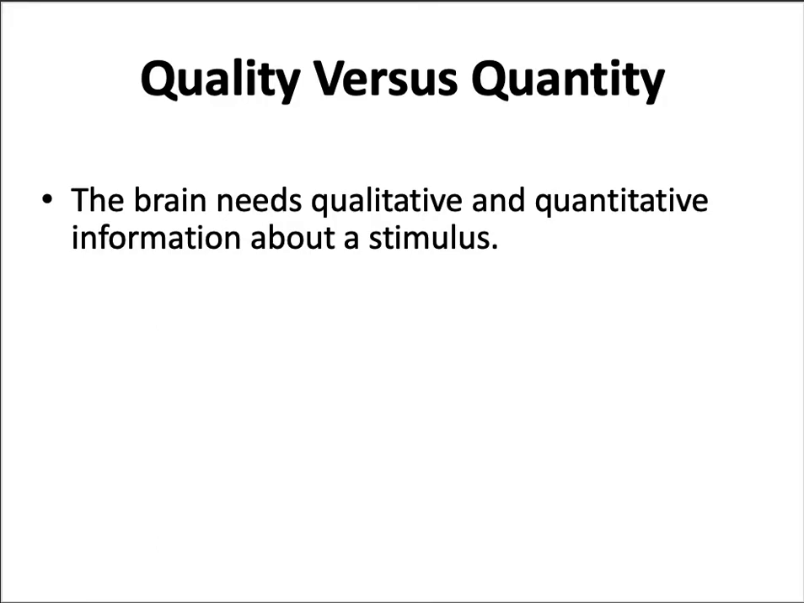And now, quality versus quantity. The brain needs qualitative and quantitative information about a stimulus. Qualitative information consists of most basic qualities of a stimulus, whereas quantitative information consists of the degree or magnitude of those qualities.